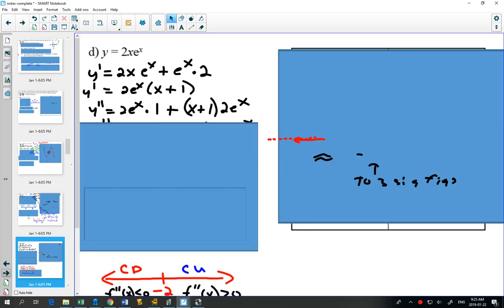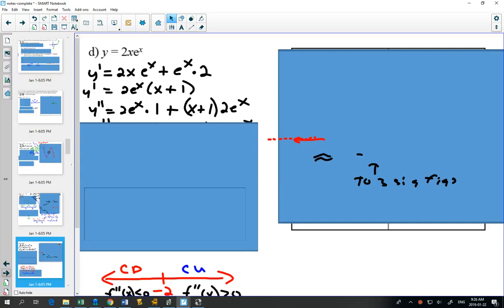2x e to the x. We did not graph this at all in grade 12 pre-calculus. We graphed e to the x by itself. We graphed 2 times x by itself way back in grade 10, maybe even grade 9. But putting those two together, no.